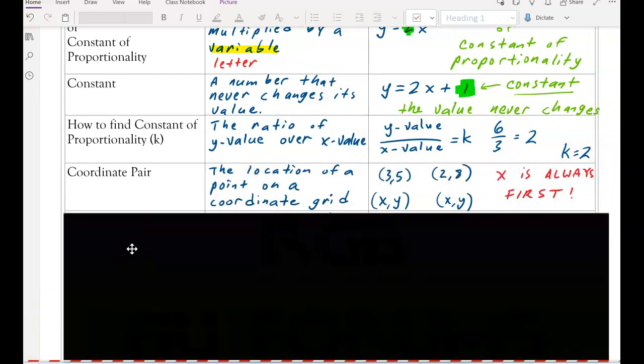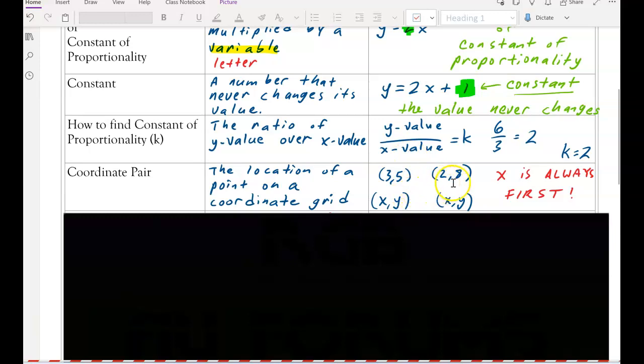Our next vocabulary term is a coordinate pair. What is that? Well, you've probably seen them before, but it's the exact location of a point on a coordinate grid. And they come in ordered pairs that are surrounded by parentheses, and they always come in XY pairs. The X is always first. So this would be (3, 5) in parentheses. That's a coordinate pair, and that tells you that that point is located at 3 to the right and 5 up on a coordinate grid.